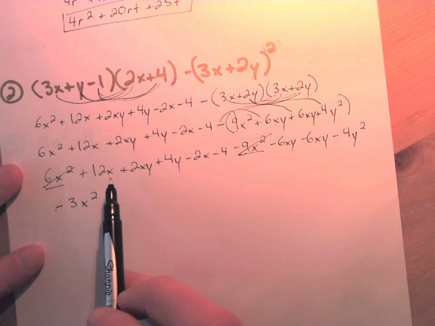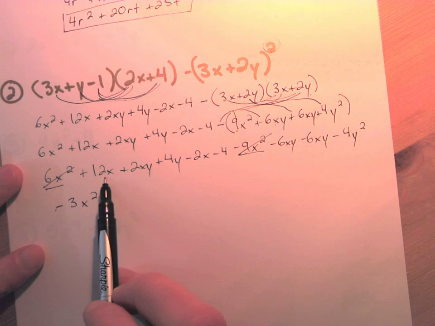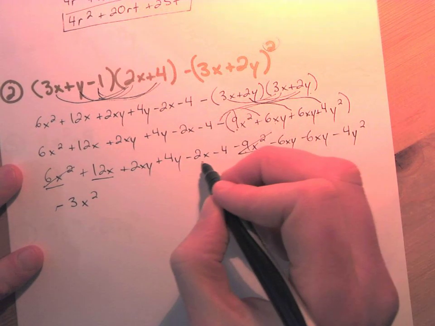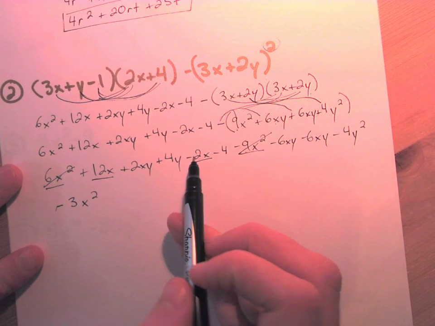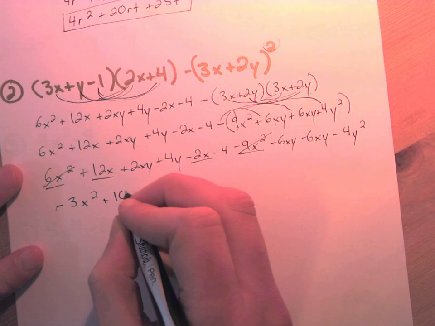Okay, I see an x here. Is there any more just an x? There's one there, one there. That's it. So what's 12 minus 2? That's 10x.